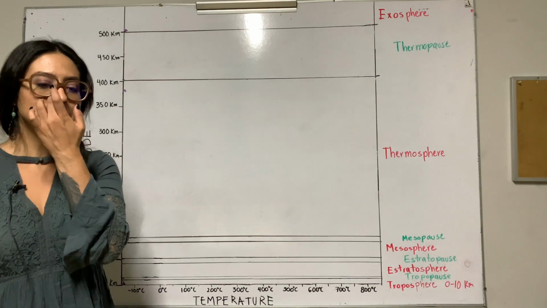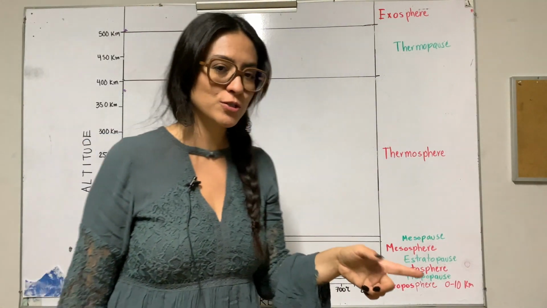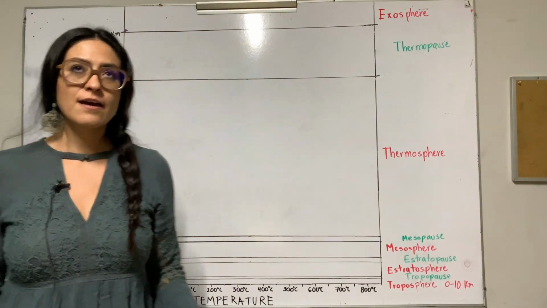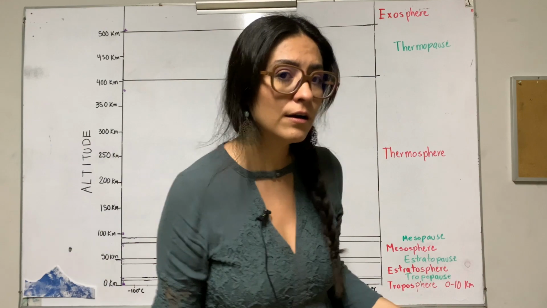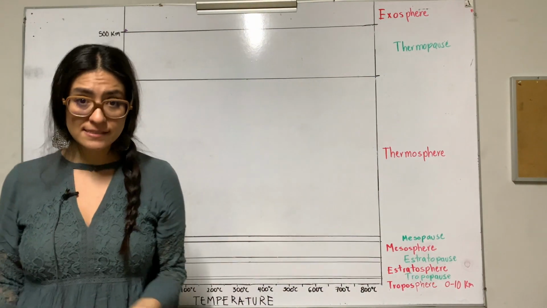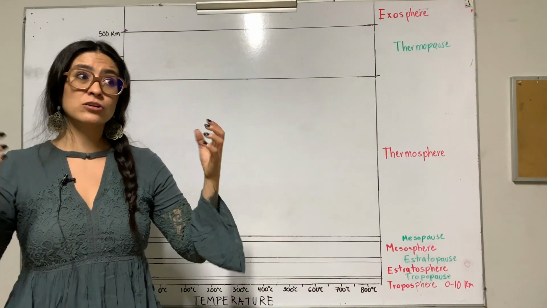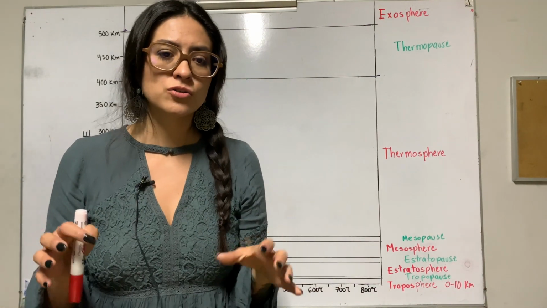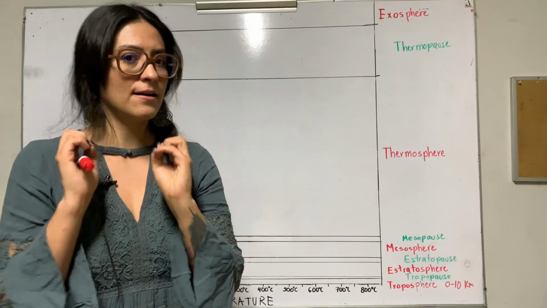Let me talk about temperature to understand the troposphere. Remember, the troposphere is the layer that has the air that we are breathing. It's the densest layer. Three quarters of the atmosphere is there, so all of the heaviest gases are there.